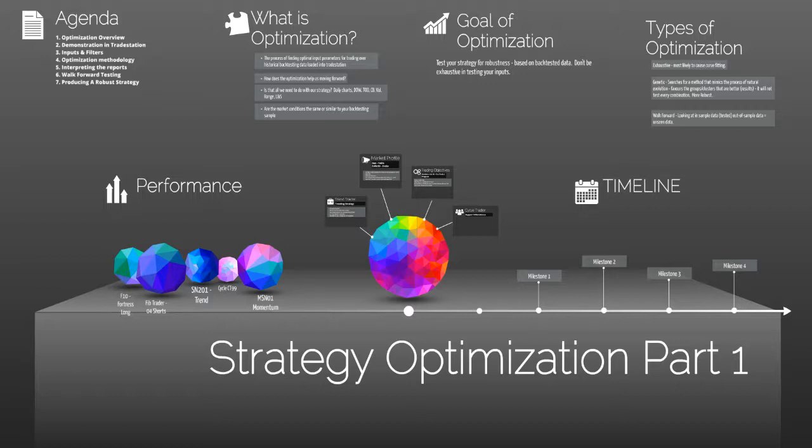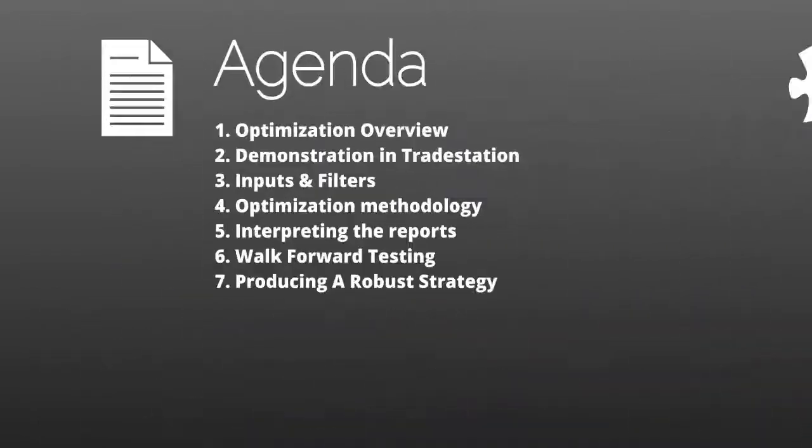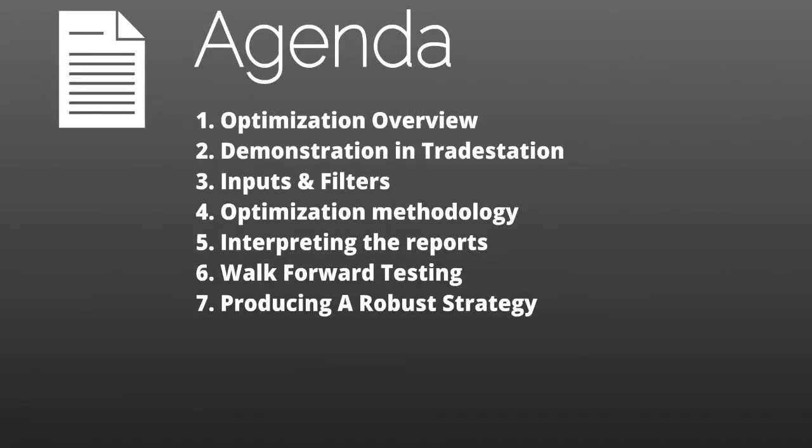As I said, strategy optimization part one is the presentation title. The agenda for tonight is we're going to have a look at the optimization overview. We're going to do a demonstration in TradeStation. We're going to look at our inputs and filters. We're going to primarily focus tonight on the trend system. The reason I've selected that system is because it's the easiest and it's very robust, and we're going to start with that as a stress test. We're going to give that a bit of a stress test during strategy optimization part two, so we'll be able to see how it stacks up going forward.